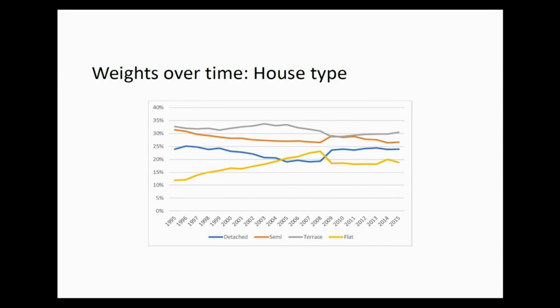Okay, now what about the weights over time? I'll just say the stock weights are exactly the same. They don't change at all. But the flow weights do change because the composition of houses transacted changes. So we can see there was a big boom, a big share in the flats, peaking around about 2007. And there you have it.